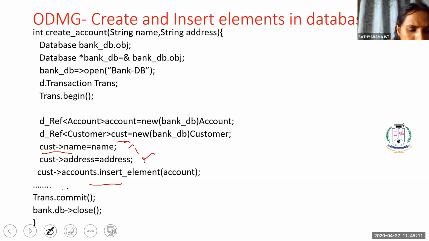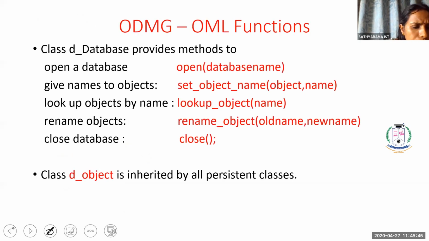And once all the process is done, you commit your transaction. Hope you know the commit process. Once your commit is done, your database transactions are automatically and permanently saved. Once your database transactions are permanently saved, now by using this database object, bank_db, you have to close your database. Hope you understood.